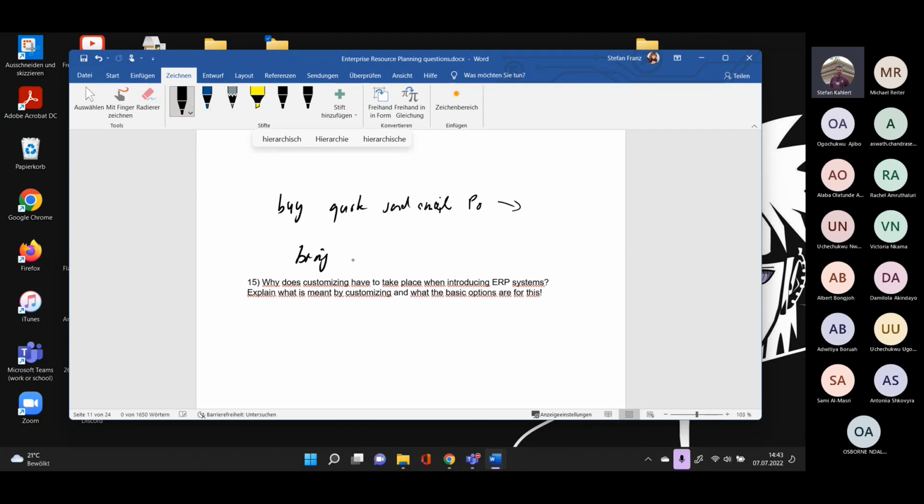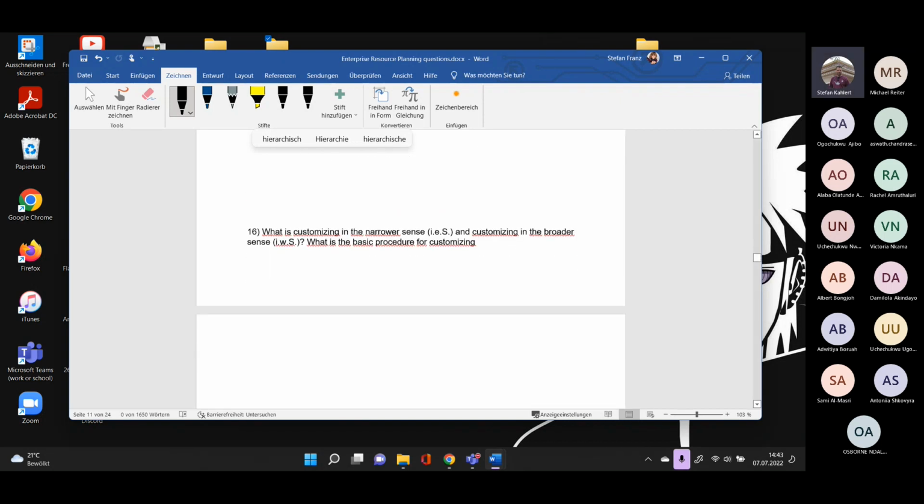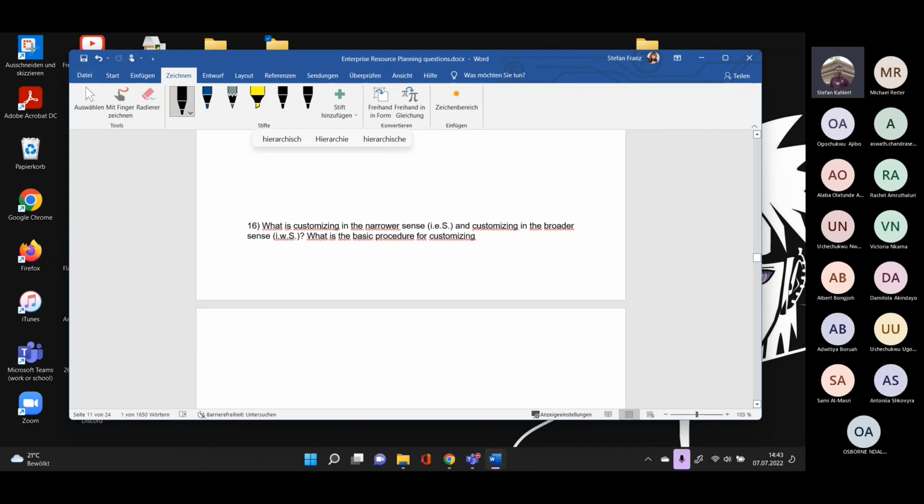Yeah, this is a good wording. Bring business processes and ERP together. Alignment is a good wording. So what else? And customize the product sense. It's the same question in a different format, right?